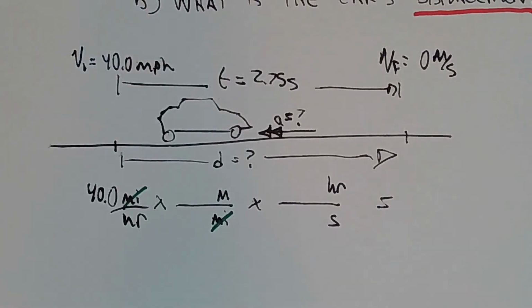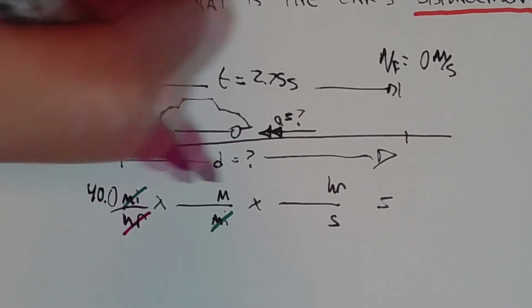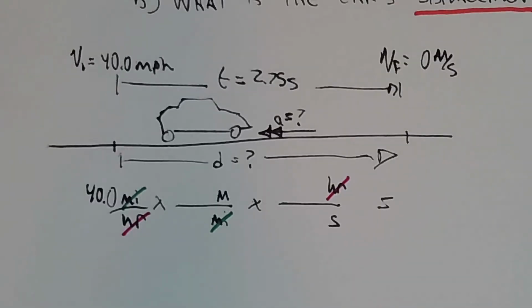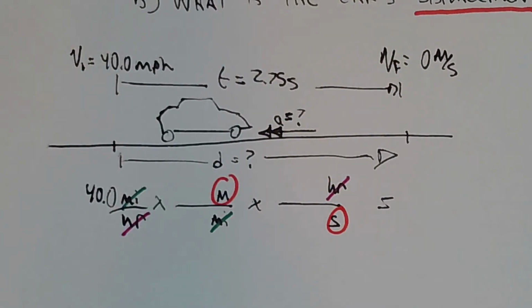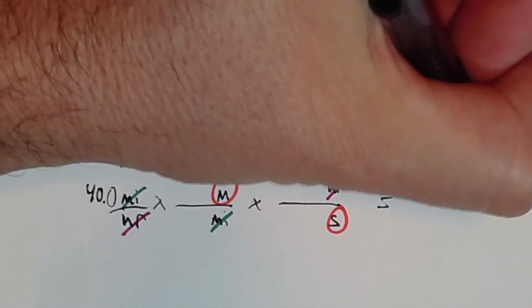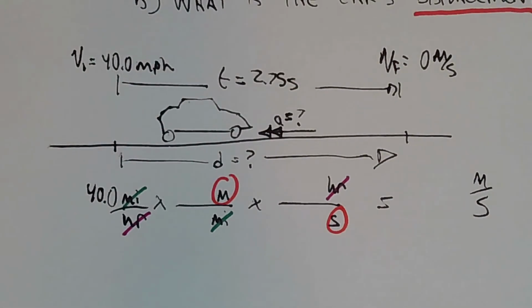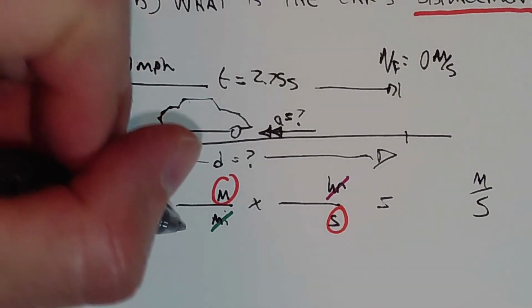So if we take a look at how our units cancel out, miles cancel with miles, and hours cancel with hours. And that leaves us with meters and seconds, which is what we're interested in getting in order to convert it to SI scales. And then we just need to know the information.